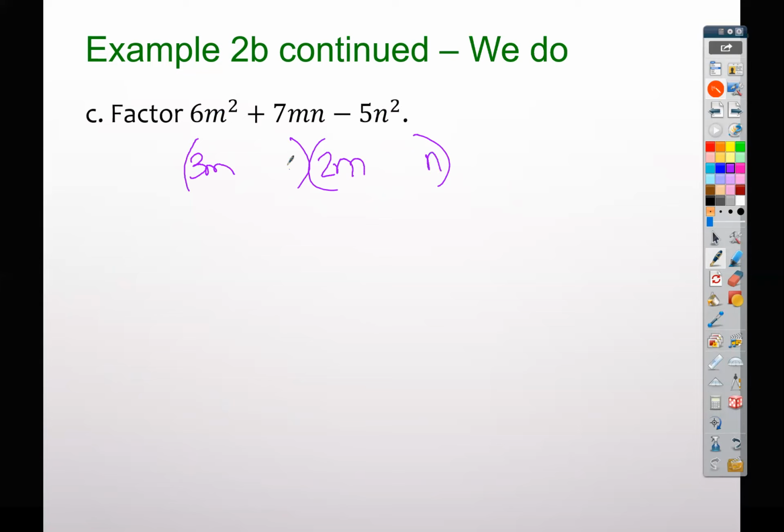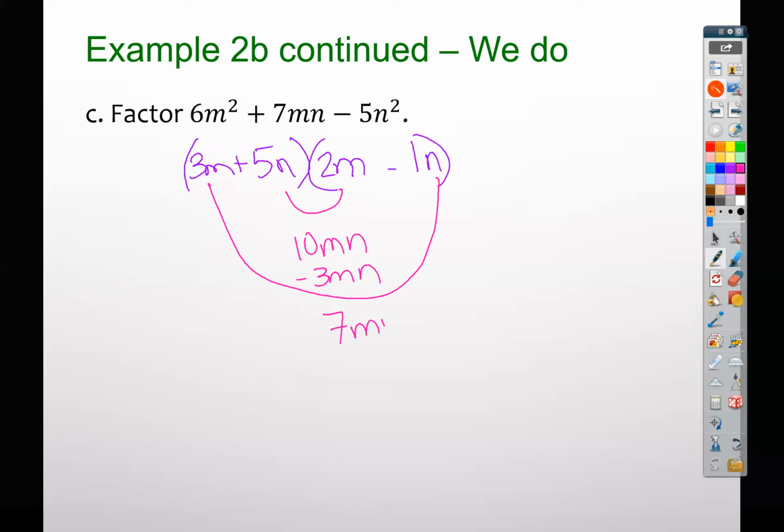Well, I know I can write my n squared to get that kind of out of the way, where I just have to think about my 5s. So if I put a 5 here and leave this as a 1, this as a plus, and this as a minus, let me check it, make sure. I would get 10mn, and for this one, I would get a -3mn. Together, it gives me a positive 7mn. So that is my final answer.